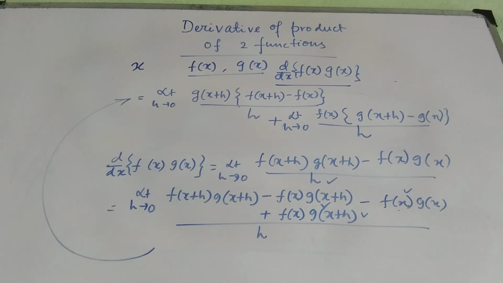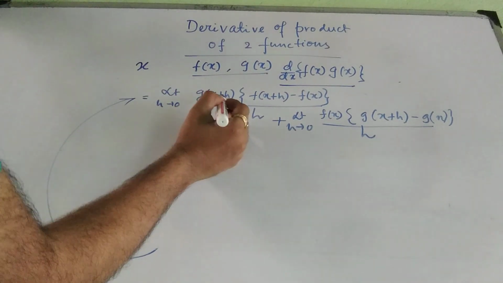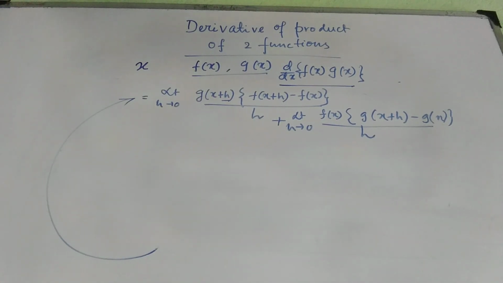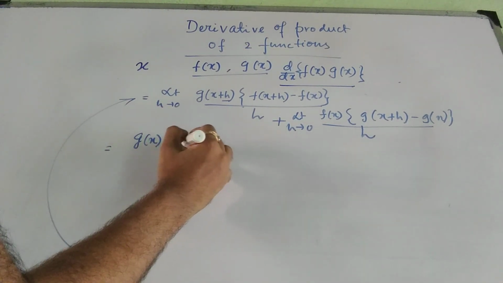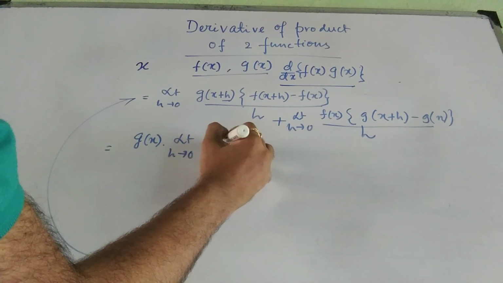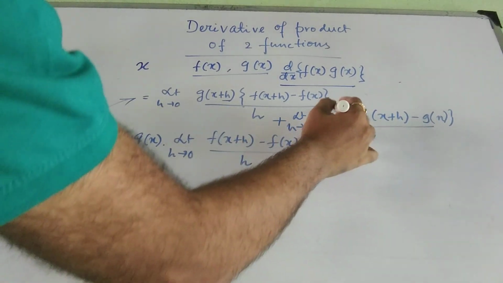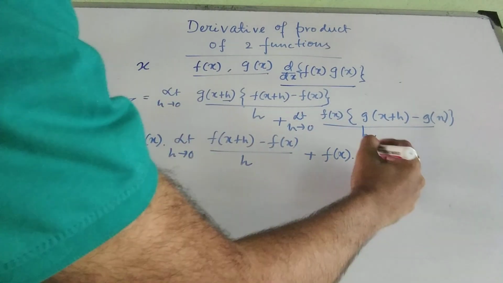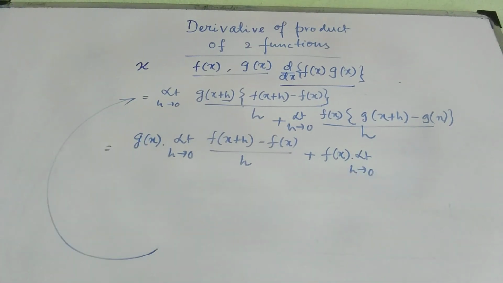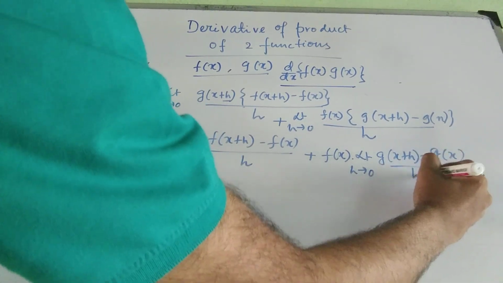Now, in the first part I have to put the value of h as 0 because h is tending to 0, so obviously it will be g(x), and the limit h tends to 0 of the first portion, f(x plus h) minus f(x), whole divided by h, plus f(x). f(x) is not related to h, so I can take f(x) out, and then I can write the second limit as the limit h tends to 0 of g(x plus h) minus g(x), whole divided by h.